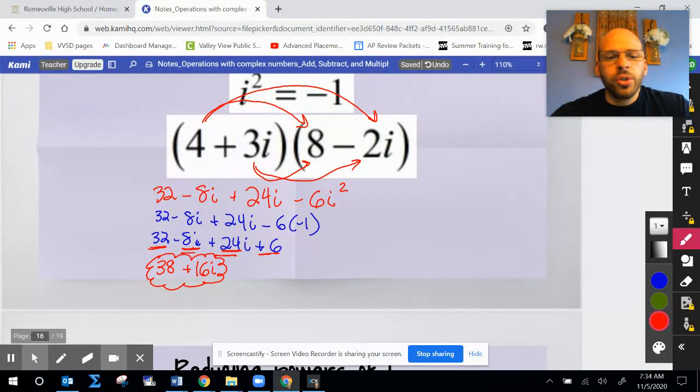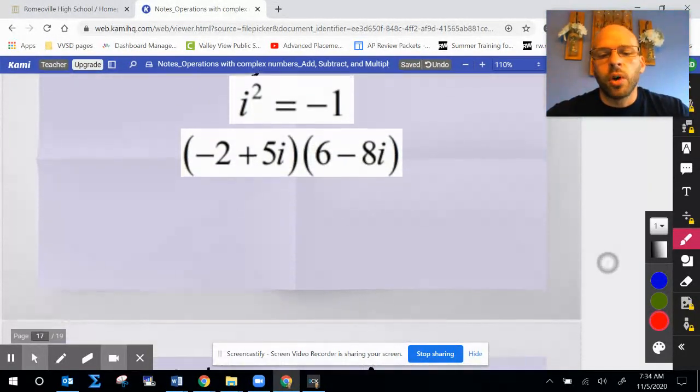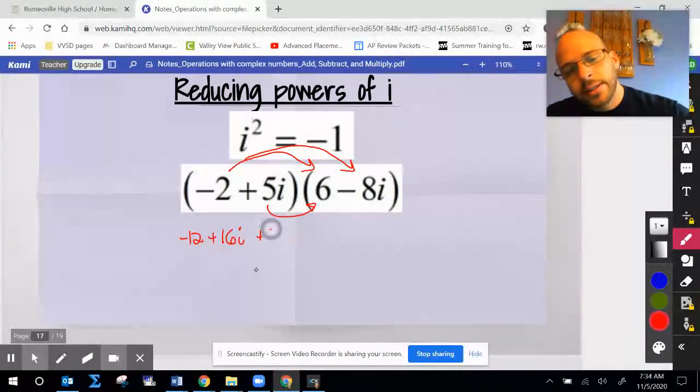So in a distribution problem, when you multiply, we tend to get these i squareds, but we know what to do with those i squareds now. We can change all those i squareds into a negative 1, right? So let's do it one more time. Negative 2 times 6 is a negative 12. Negative 2 times a negative 8i is a positive 16i. 5i times 6 is a 30i.